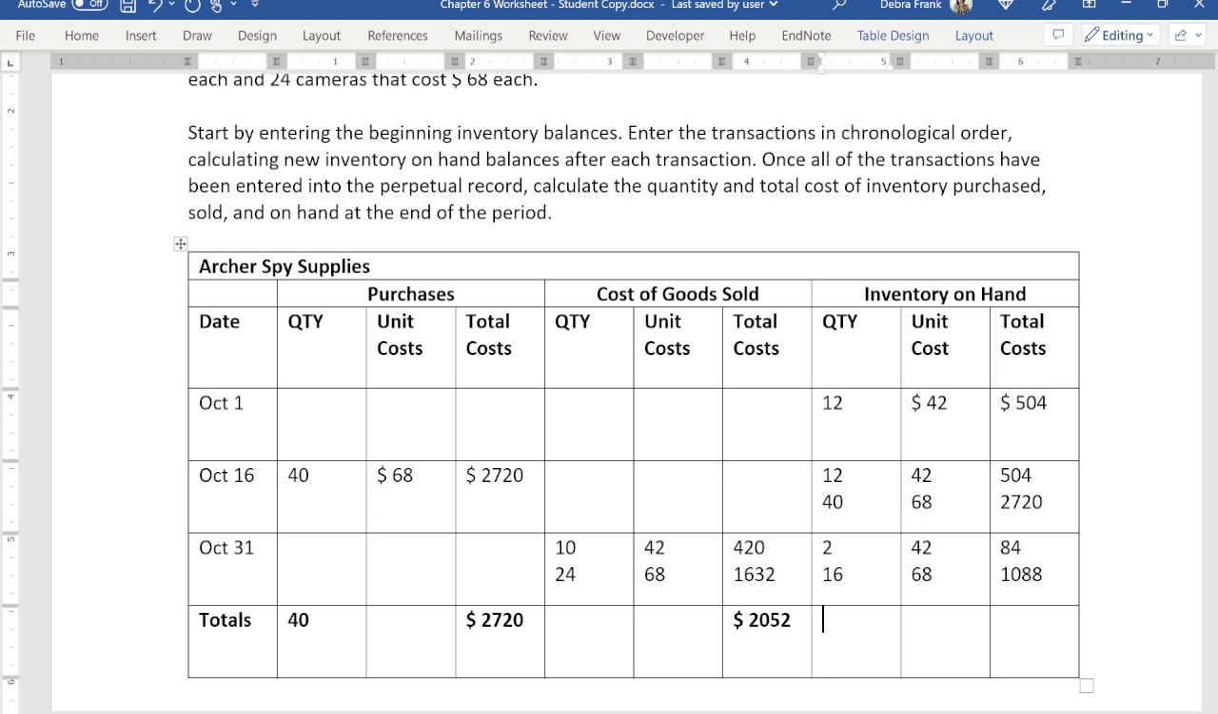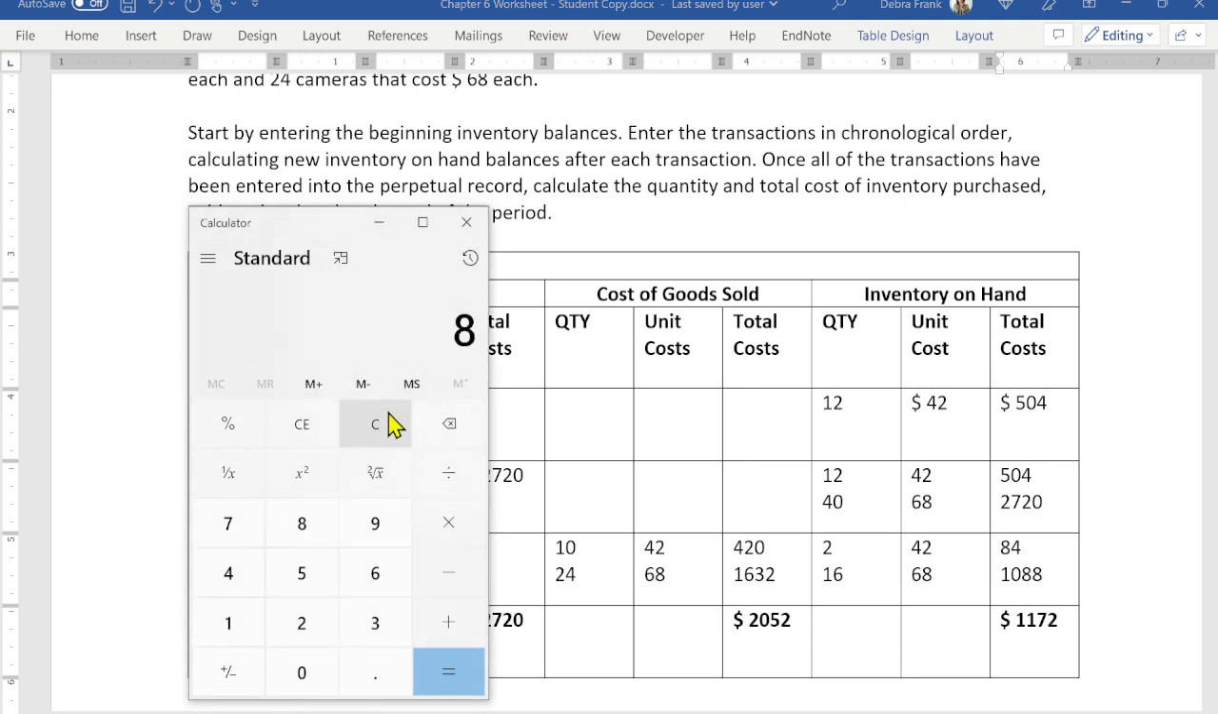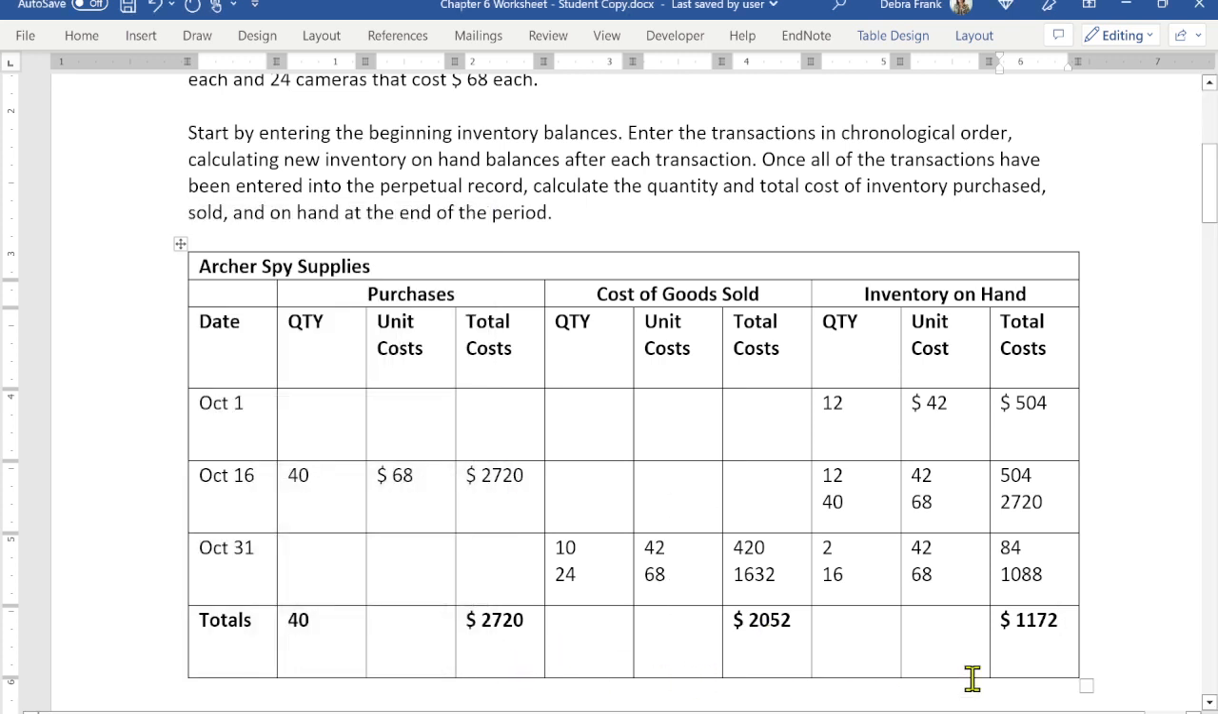All right. And then our total for inventory on hand is 84 and then 1088, which is 1172. Perfect. So we just added those up. Let's double check, make sure I did that right. There you go. Perfect. Confirmed. We're going to need these numbers for our journal entries. We have our inventory on hand and our cost of goods sold. We'll need that when we record our sales and our purchases.